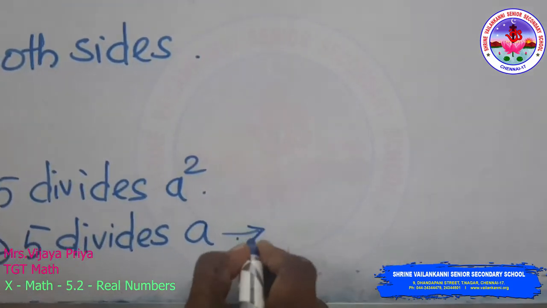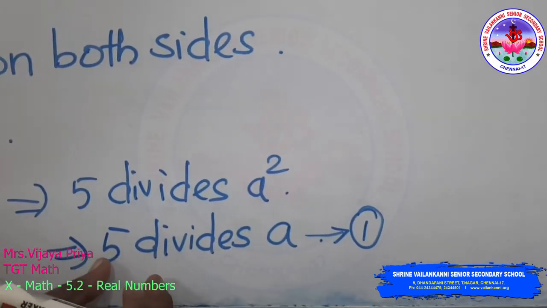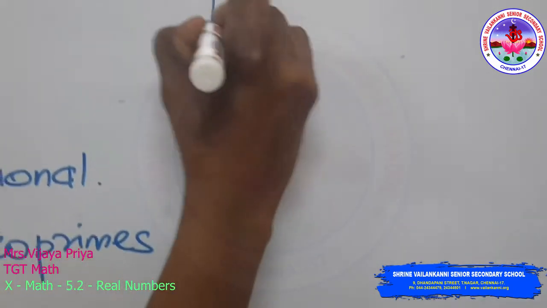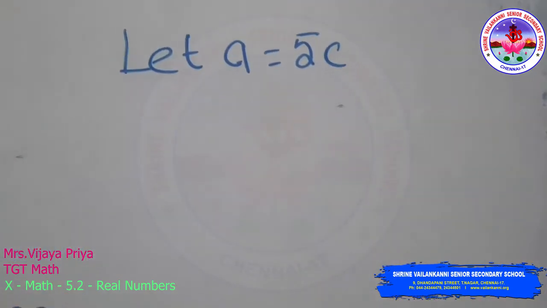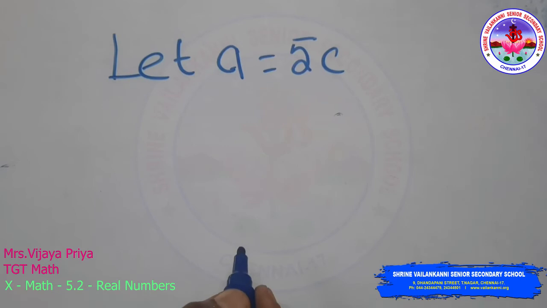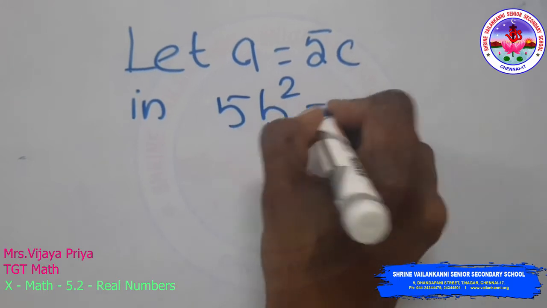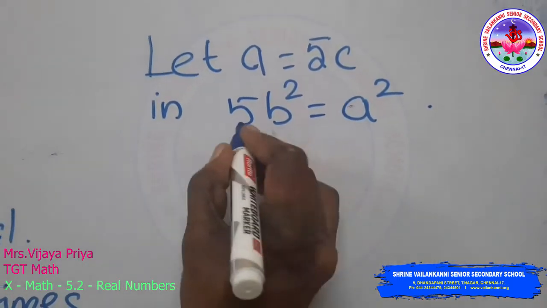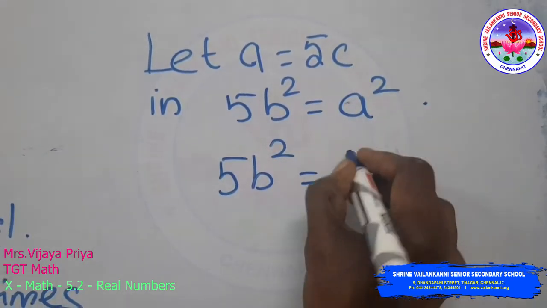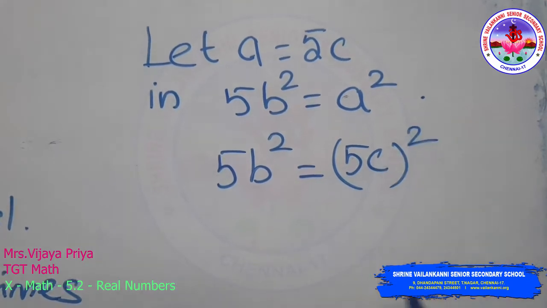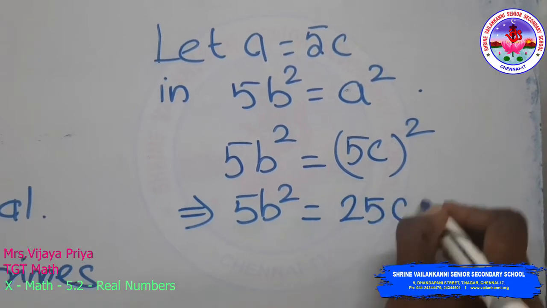Calling this my equation 1. Here, this assumes that a should be a multiple of 5. So let us write a as a multiple of 5. I am writing it as a is equal to 5c. I am going to substitute a is equal to 5c in 5b squared is equal to a squared. So I will get 5b squared is equal to, a squared is 5c the whole squared, which implies 5b squared is equal to 25c squared.